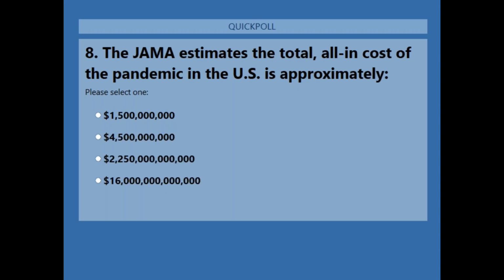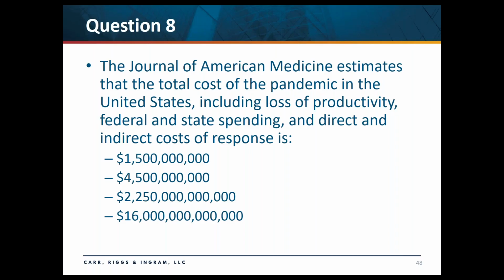Okay, so we're at about 85% voted, and according to the journal, the answer is 16 trillion. We're over 2.4 trillion on the CARES Act by itself, not counting this latest 900 billion that was authorized in December.